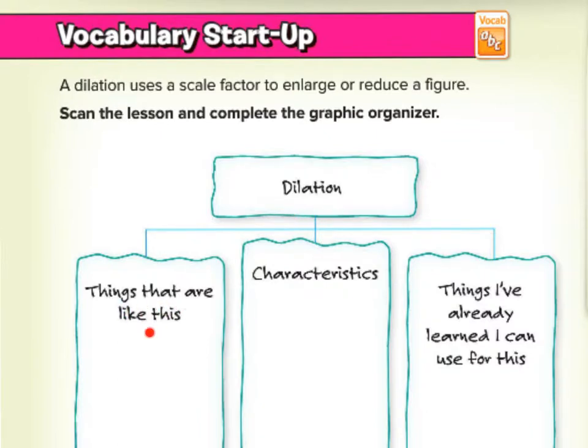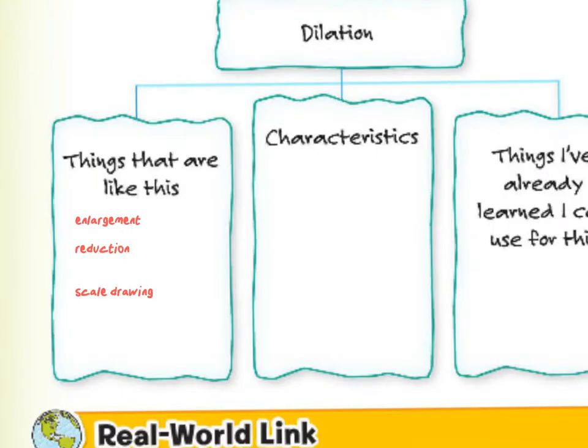Things that are like this. So what's like a dilation? What are some characteristics and things I've already learned and I can use for this? So let's start with things that are like this. Well, we have enlargement when we enlarge a picture, or reduction when we reduce the size of a picture. And we do this sometimes when we do scale drawings or models to represent a larger one. We've done this in class before in earlier lessons as well.